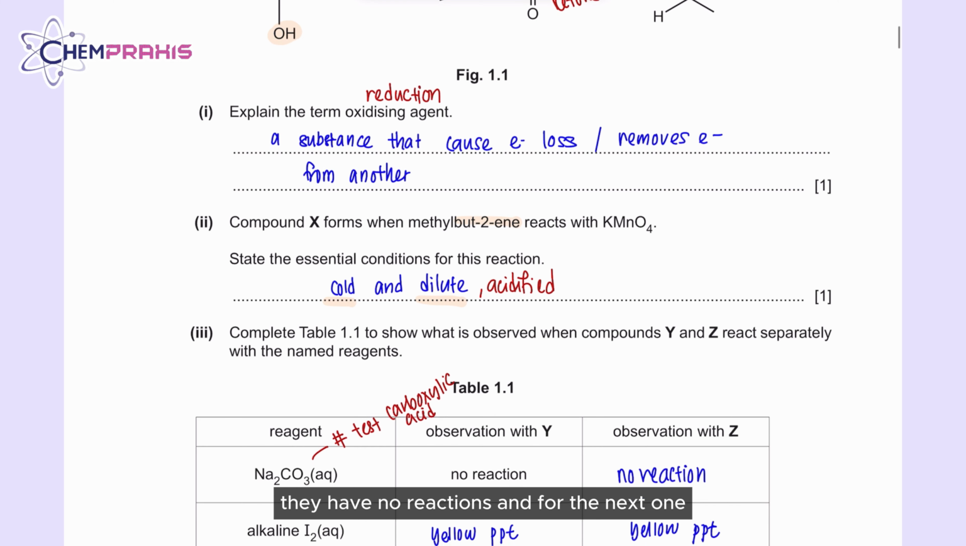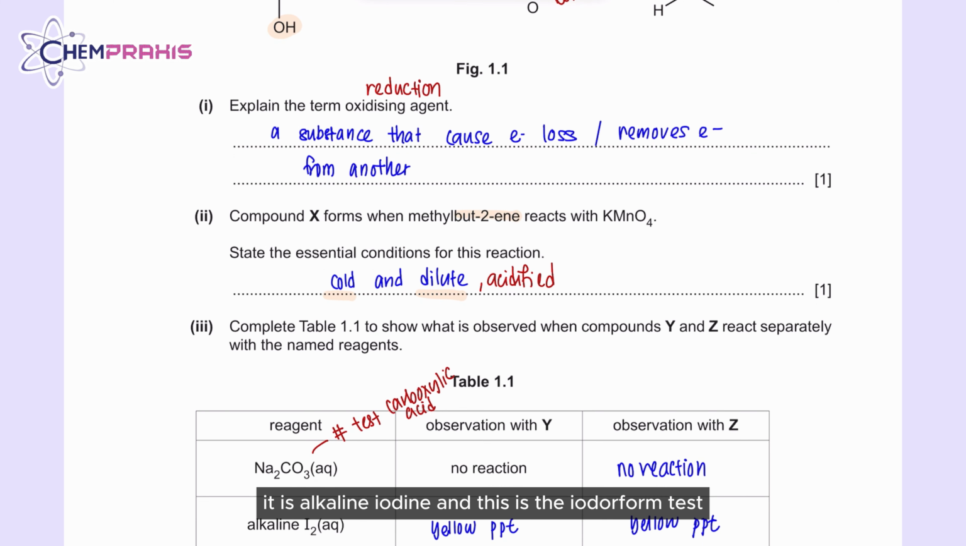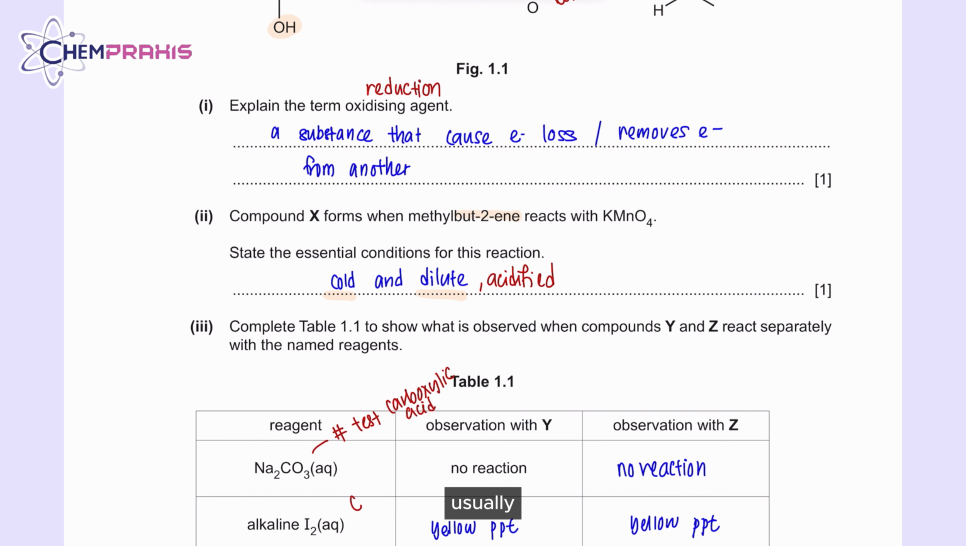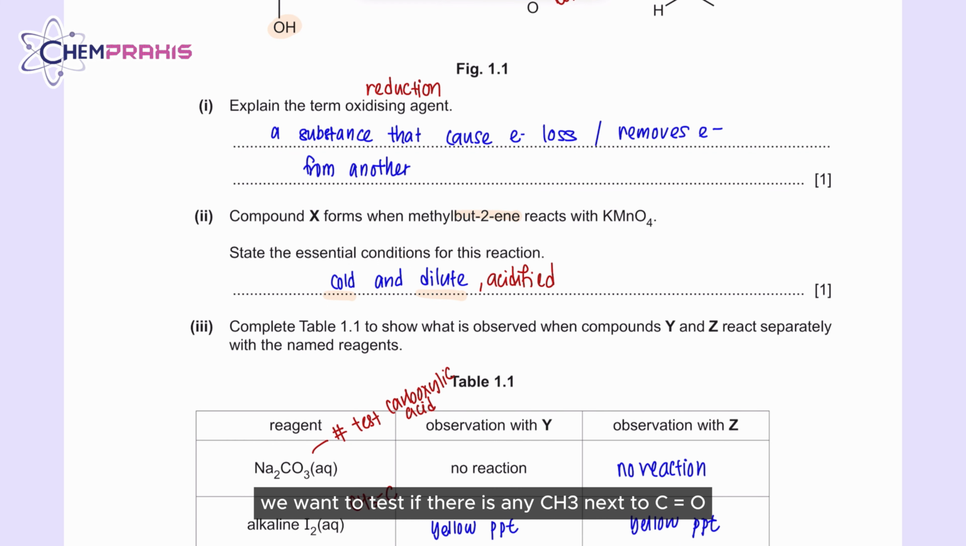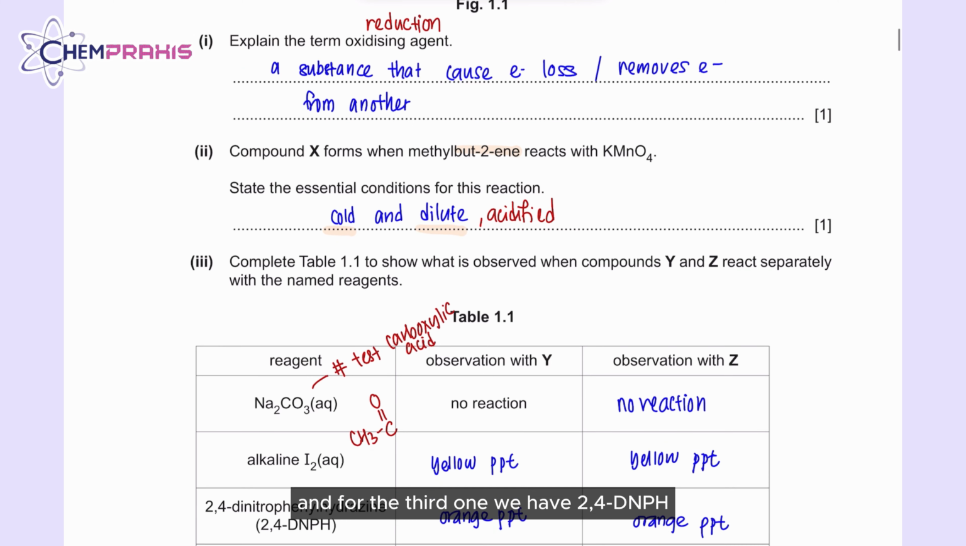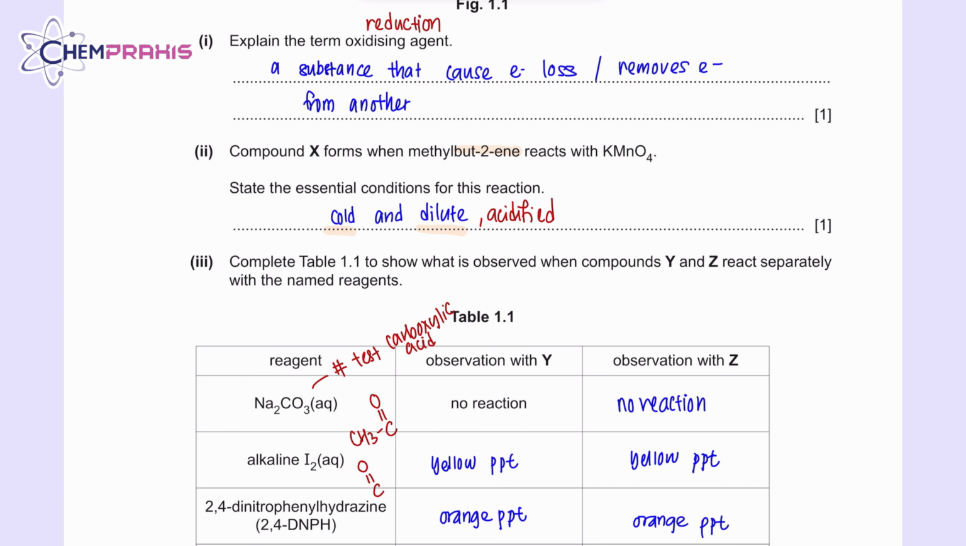For the next one, it is alkaline iodine, and this is the iodoform test. Usually, we want to test if there is any CH3 next to C double bond O. Since both of them have CH3 next to C double bond O, they form a yellow precipitate. For the third one, we have 2,4-DNPH. We usually use it to detect the presence of a carbonyl group, and since aldehyde and ketone are both carbonyl, they will give you an orange precipitate.